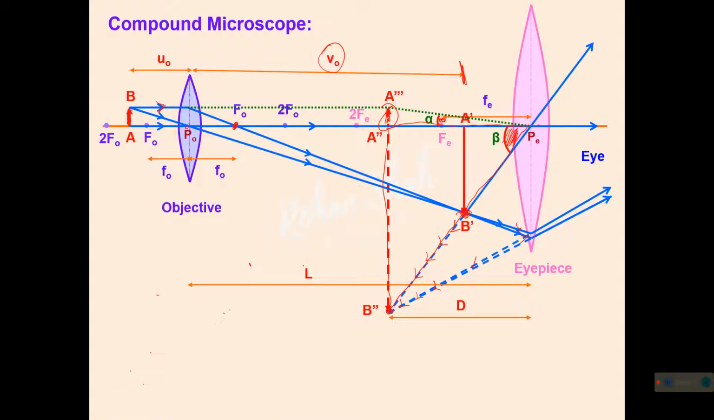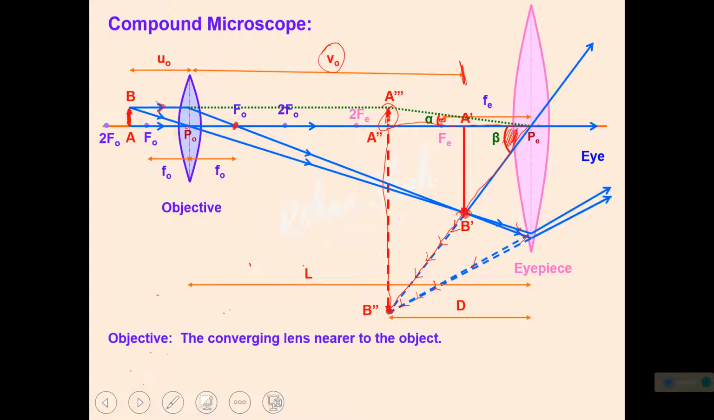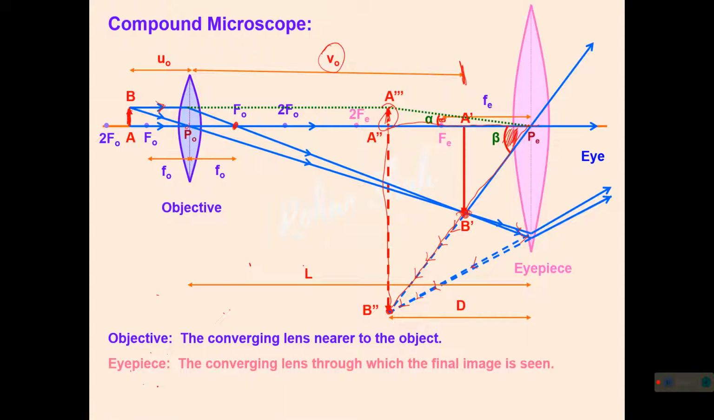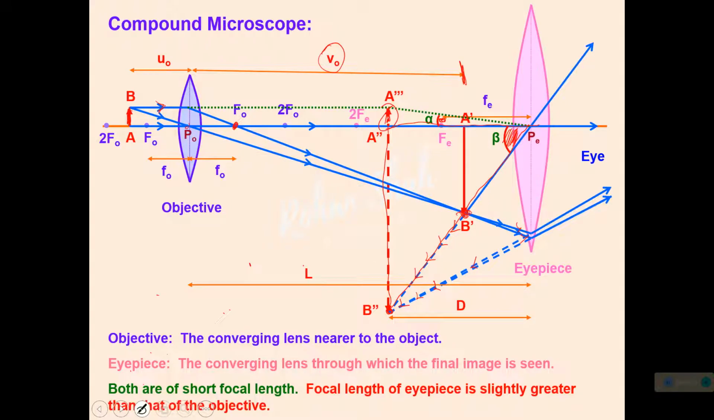L is the distance between the two lenses. So what is objective? The converging lens nearer to the object. What is the eyepiece? Yes, eyepiece is nothing but the converging lens through which the final image has to be seen. Next, both are of short focal length. Focal length of the eyepiece is slightly greater than that of the objective.